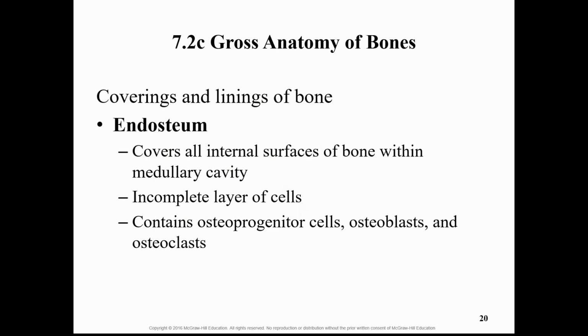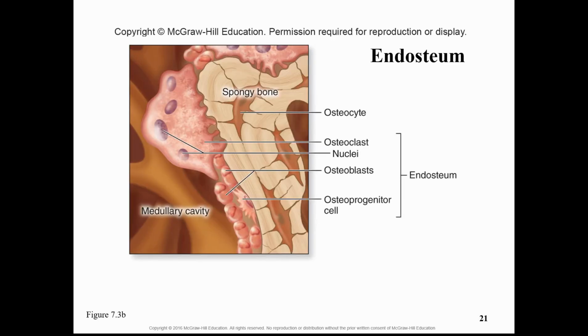This is called the endosteum. Endo means within, so it's inside the bone. It covers all the internal surfaces of bone inside of the medullary cavity, but it's incomplete. It's kind of half there, half not. And it contains osteoprogenitor cells, osteoblasts, and osteoclasts. Here's an example of our endosteal membrane along some of that spongy bone in what we call the trabecula.